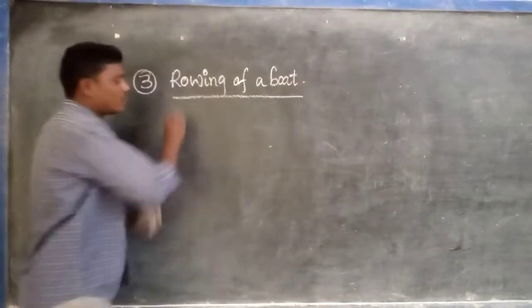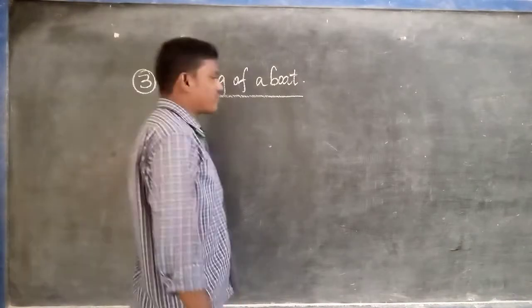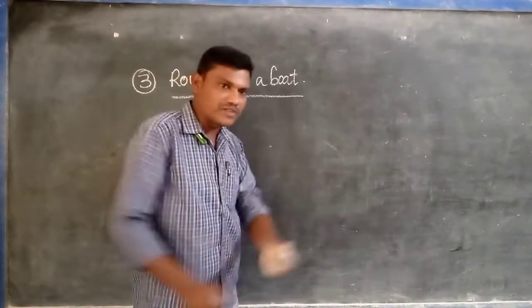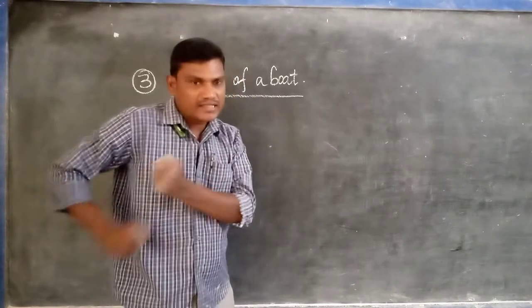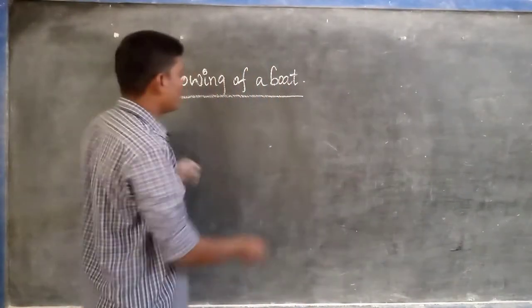Next, third one, rowing of a boat. So during the rowing of a boat, you are observing that with the help of the pole, they push the water to the back. Then the boat moves in which direction? Forward direction.